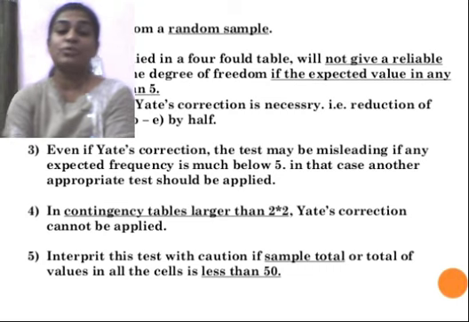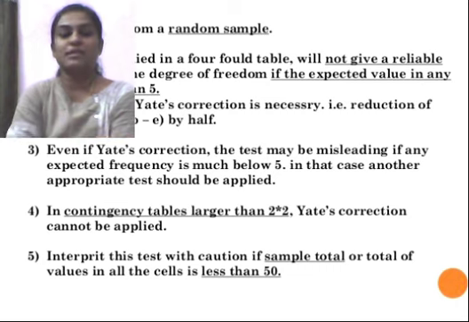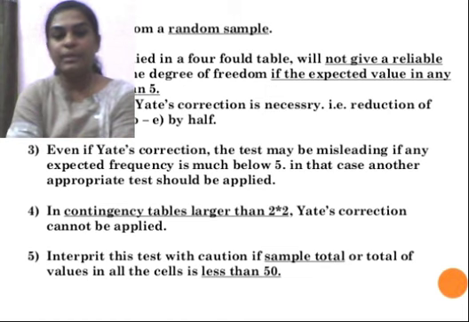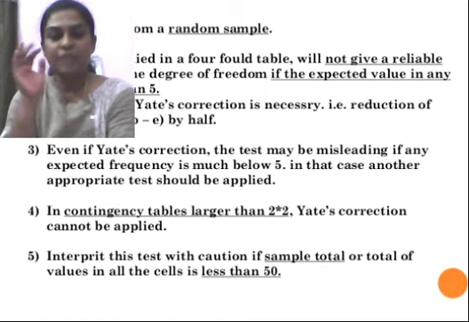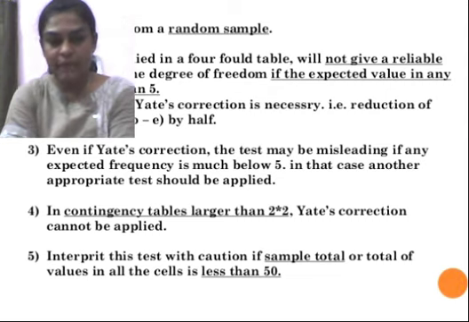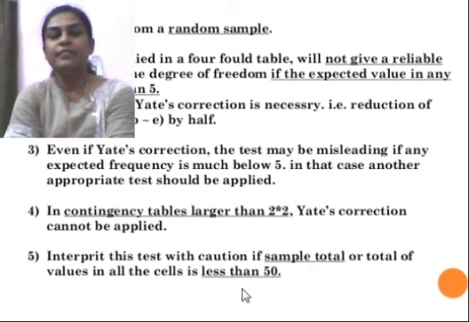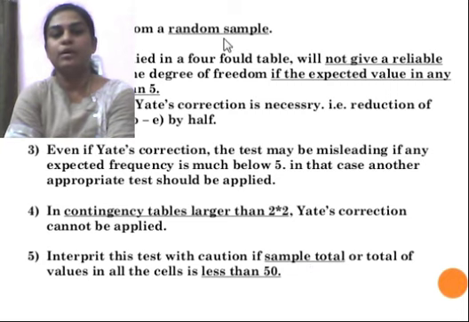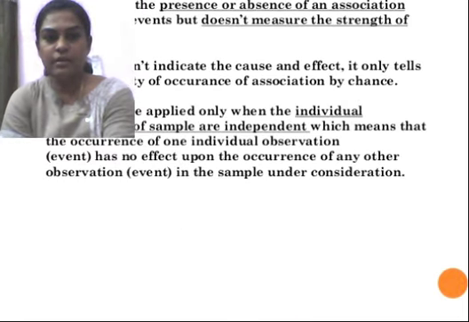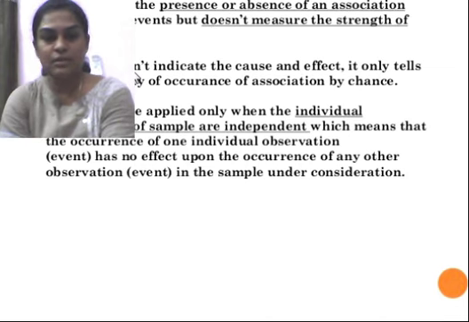In such a case, again we have to select another appropriate method which is suitable for such cases. Another point is, once you go for the contingency table, if it is larger than 2 x 2, in such a case again it cannot be applied. And interpret this test with caution if the sample total, or total of values in all the cells, is less than 50. In such a case also the chi-square test may not work properly. Another limitation is that this test tells the presence or absence of an association between the events but doesn't measure the strength of association. That is one more problem.